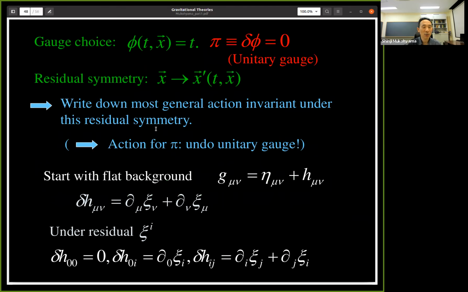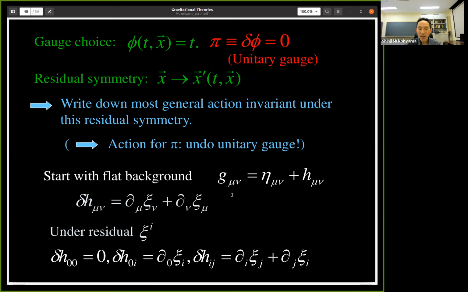Later, if you want, we can introduce the scalar field perturbation pi by undoing this unitary gauge. I will explain this later. But let's first consider this step. We can write down the most general action invariant under this residual symmetry.